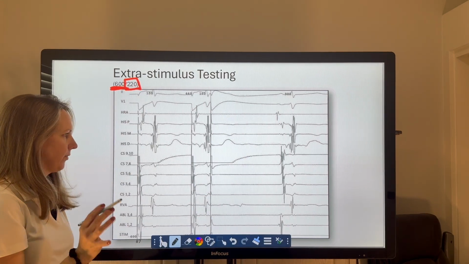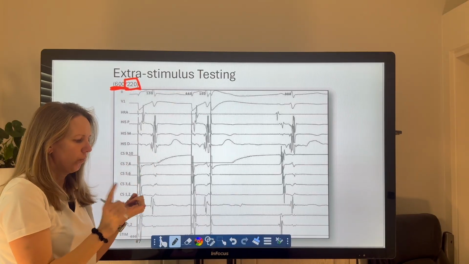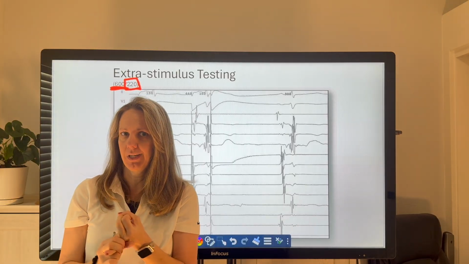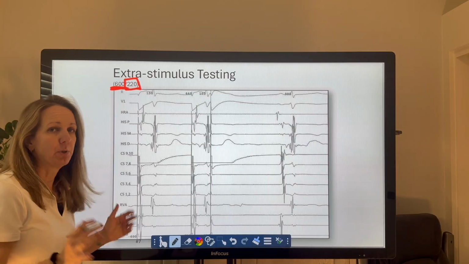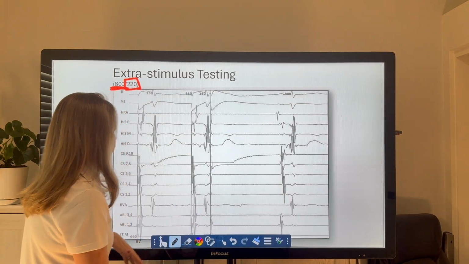Okay. So first thing is we're noticing that we are pacing. Where are we pacing from? Did we capture? And if it captured, did it actually conduct to the next chamber? So push pause if you want to figure this out on your own. Do that throughout these presentations, please.